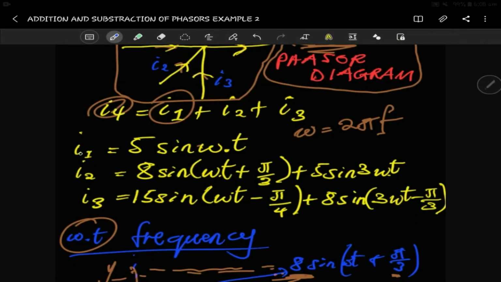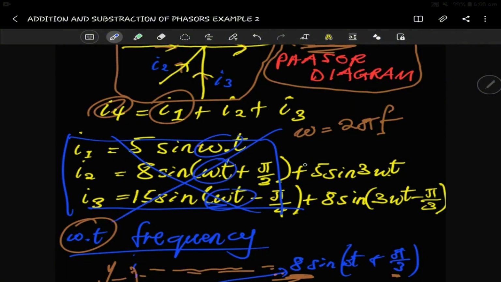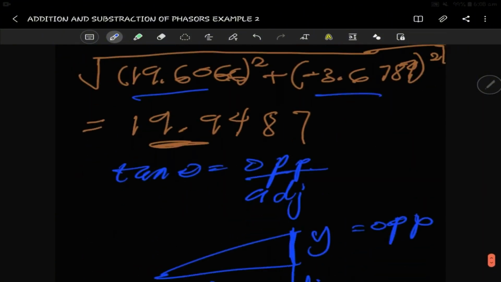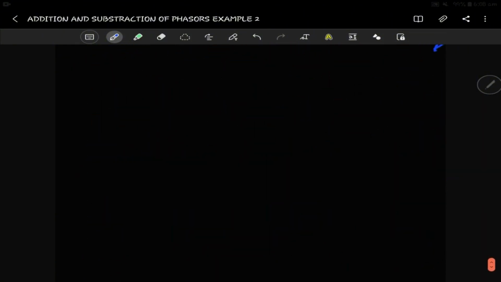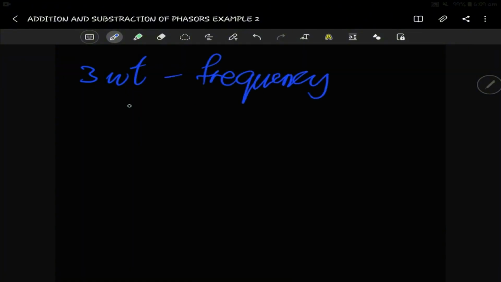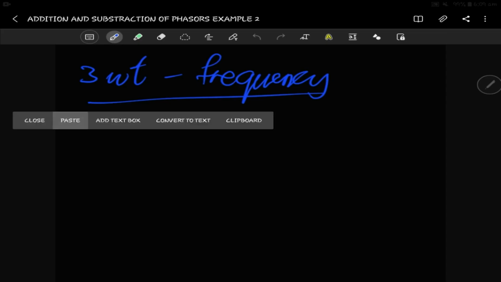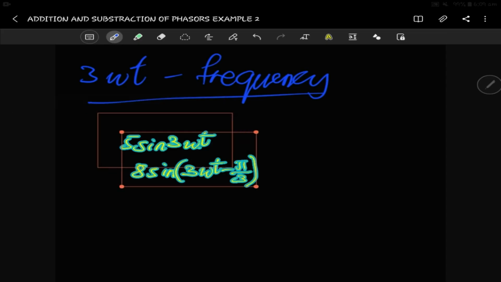So now we are done with the part of I4 that has a frequency of just WT, so just ones. So we are done adding these ones up. So now we are going to move on to this side, right? Same procedure, but just that the frequencies are different, so we add them separately. Okay, so now we are dealing with the 3 WT frequency. So we're adding these ones up.